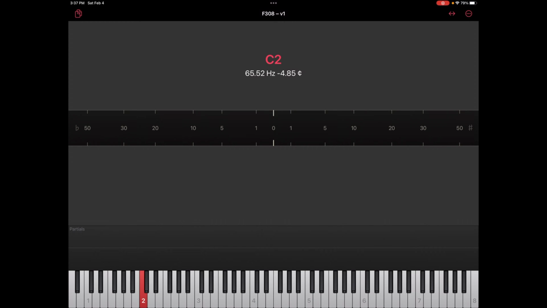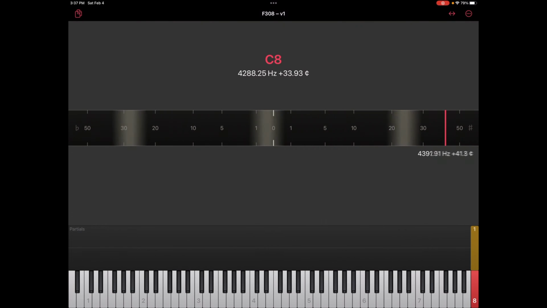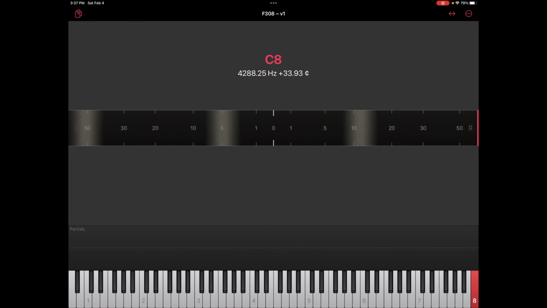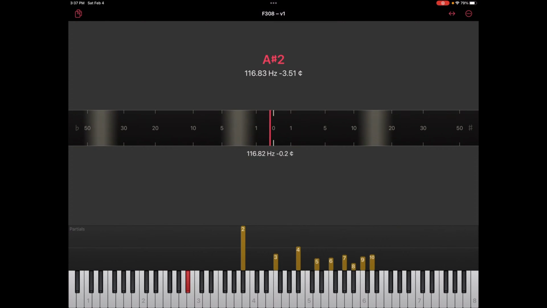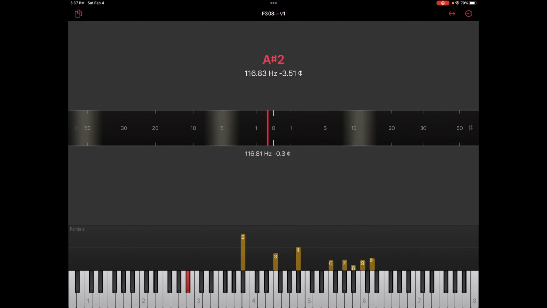PianoScope calculates the inharmonicity of the entire range of the piano and calculates the ideal offsets based on its inharmonicity. And so it does the calculations for you ahead of time, and all you have to worry about is then tuning to that idealized inharmonicity frequency. I'm going to start in B flat 2. And the idealized frequency is 116.83 Hz, which is 3.5 cents flatter than the idealized value that would be based on A442.